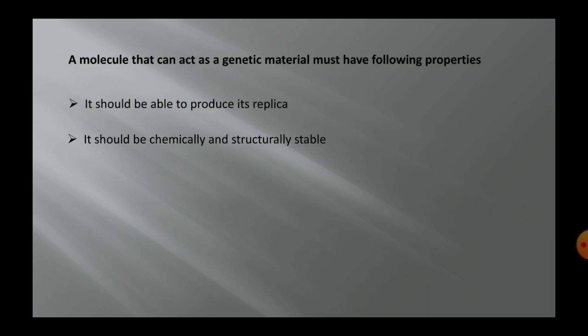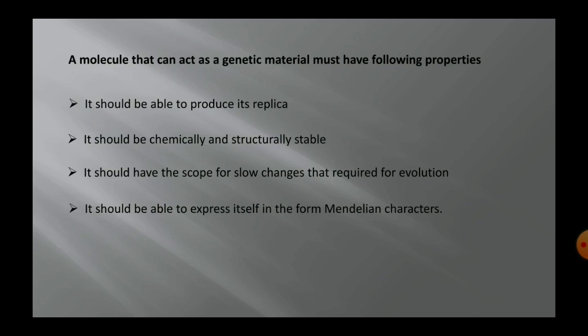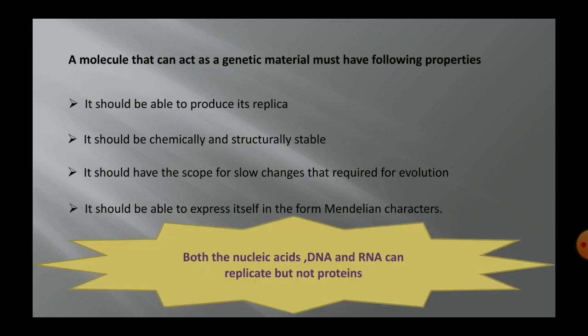Second one, it should be chemically and structurally stable. Third one, it should provide scope for slow changes that are required for evolution. So usually the genetic material undergoes mutations, and mutations are the raw material for evolution that leads to the origin of new species. And the fourth one is it should be able to express itself in the Mendelian characters. Look at here, both nucleic acids DNA and RNA can replicate but not proteins. So that's why DNA and RNA are considered as genetic material.